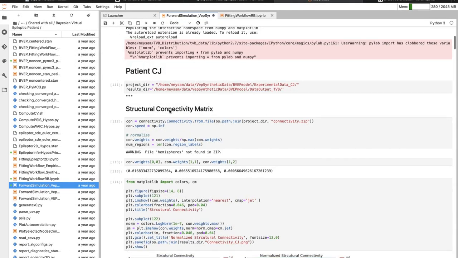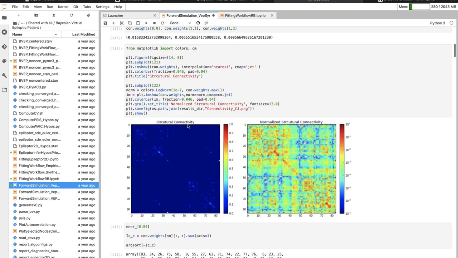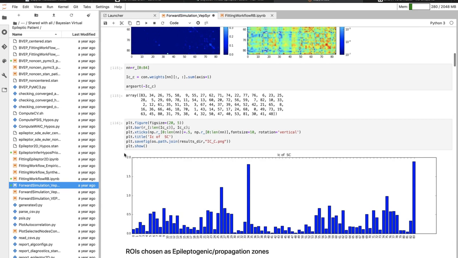So here we have a specific patient. We import the structural connectivity. Here you have the structural connectivity of this patient. For a better visualization, it was normalized here. They plot the structural connectivity strength for each region.